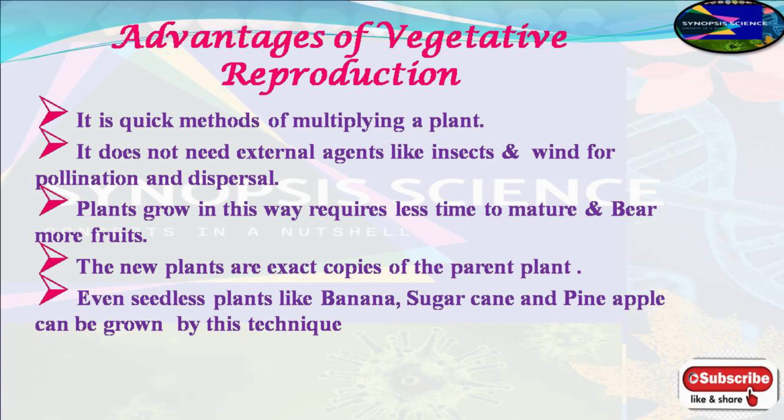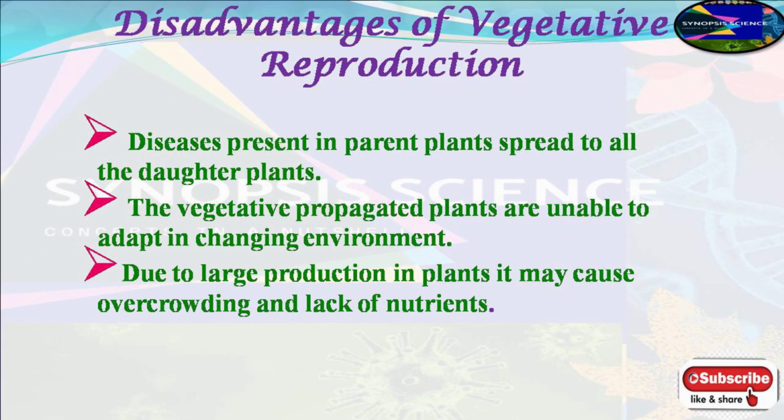Along with advantages, some disadvantages are also carried by this method. They are diseases of the parent plant carried by the daughter plants. Adaptability towards the environment is very low. Due to large production of plants, it may cause overcrowding and lack of nutrients.